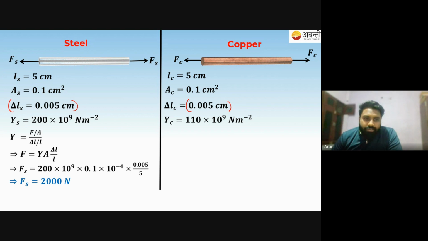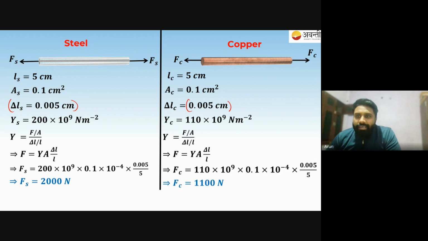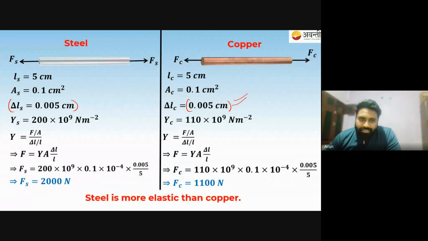If you do the calculation, the force for steel required to deform it by 0.005 centimeter is 2000 Newton, which means you have to apply a 2 kilonewton load. But for copper, only 1100 Newton of force is required to give the same deformation as steel, which means steel has more elasticity. Now, we can say that steel is more elastic than copper.